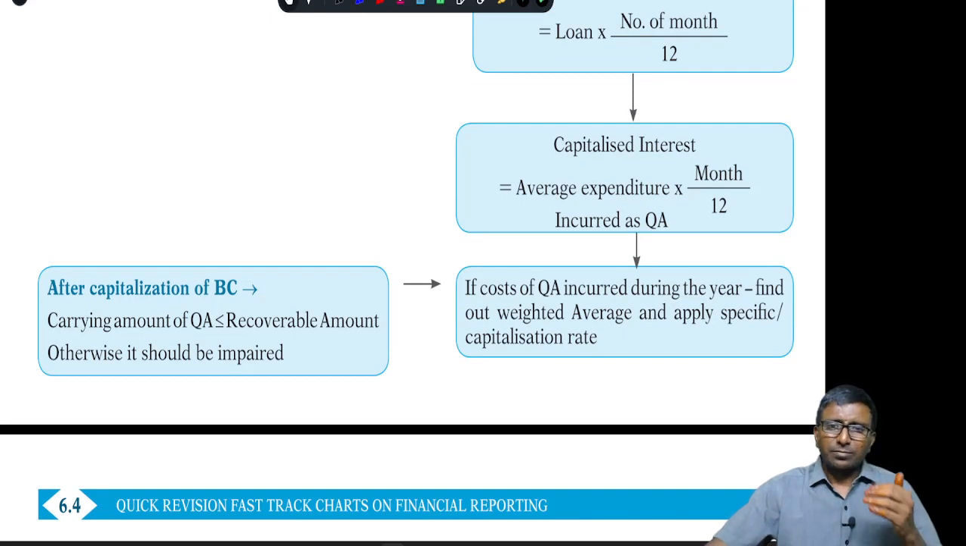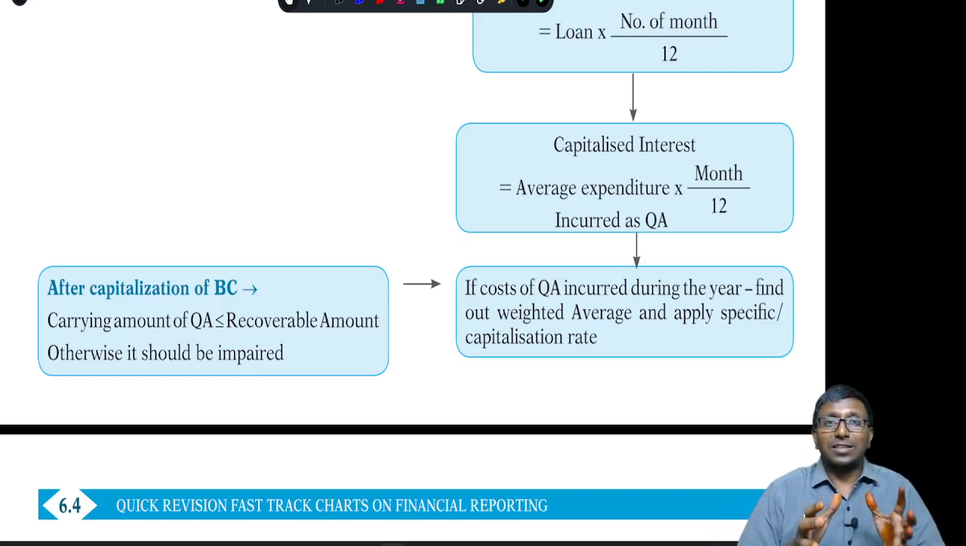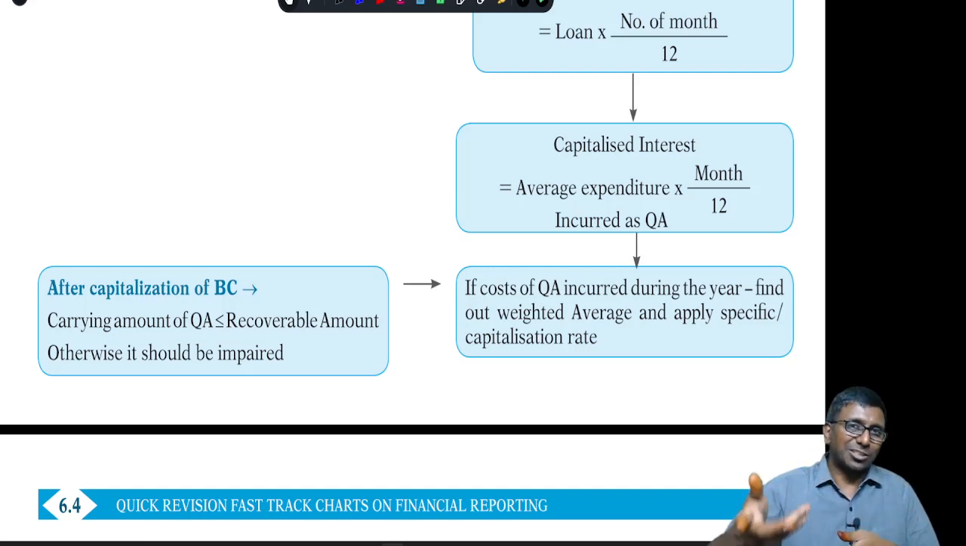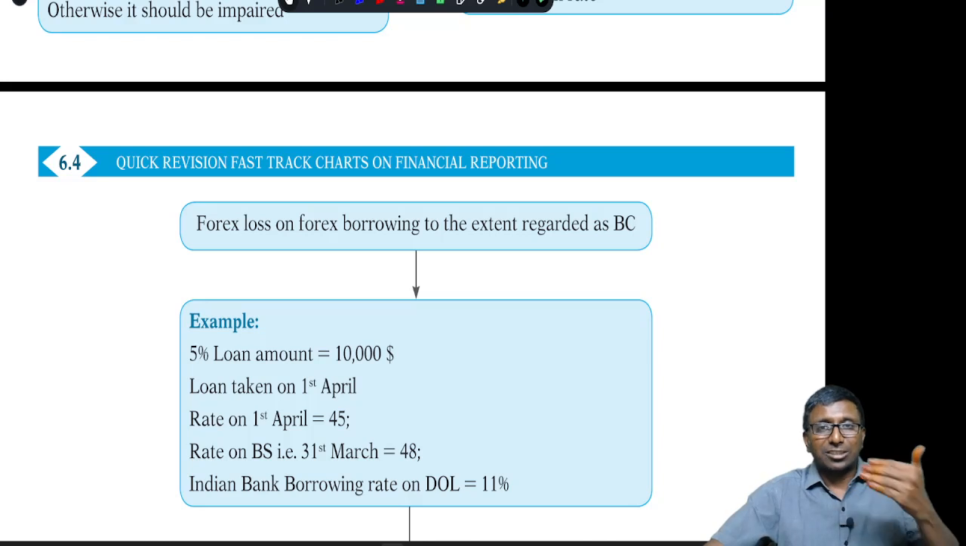You should capitalize the borrowing cost, but when you capitalize it, the qualifying asset value should not cross the recoverable amount. After capitalization, if it is crossing the recoverable amount, then under Ind AS 36, impairment loss, obviously we will be applying the impairment loss standard. That's the reason: the maximum limit should not cross the recoverable amount.